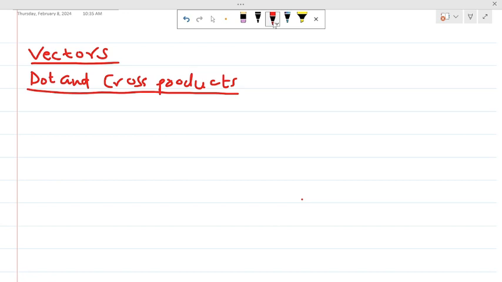And under dot and cross product of vectors, we'll be explaining some concepts that are required in vector calculations.